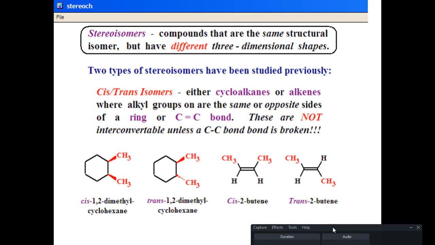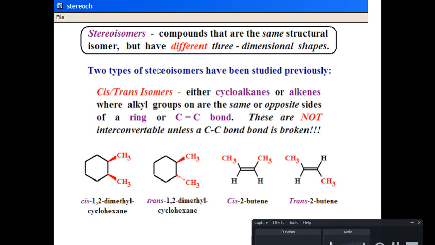We've also talked about stereoisomerism in terms of cis-trans isomers. Cis-trans isomers can occur in a cycloalkane, where if two groups are both above or both below the plane of the ring, they're on the same side of the ring, that's cis, and if they're on opposite sides of the ring, that's trans. And in alkenes, if both of the high priority groups are on the same side, that's cis or Z. If they're on opposite sides, that's either trans or E.